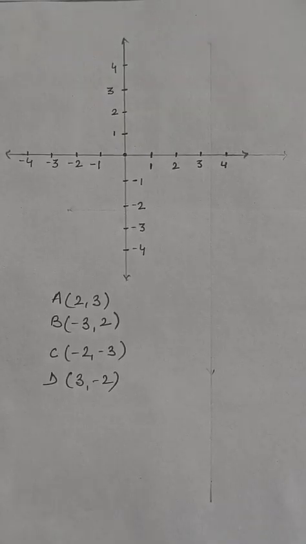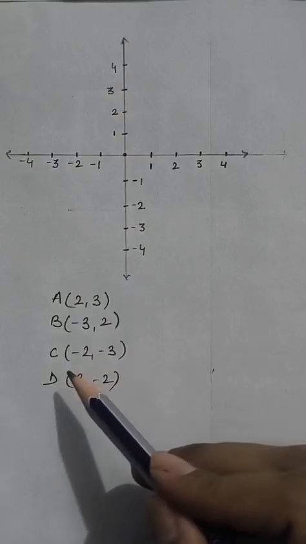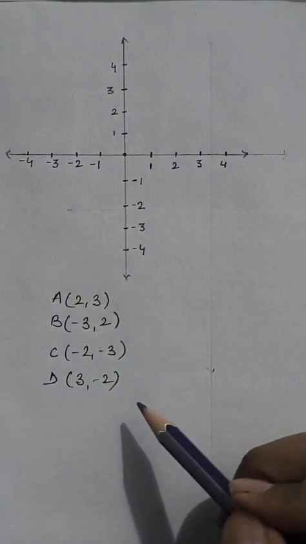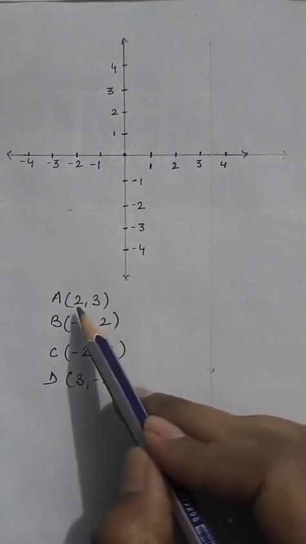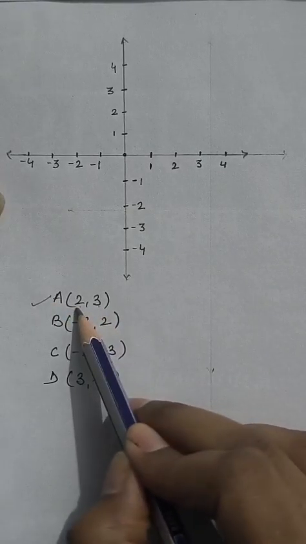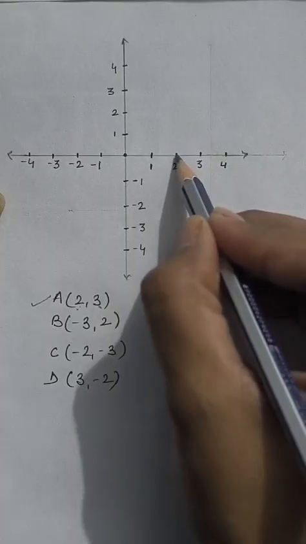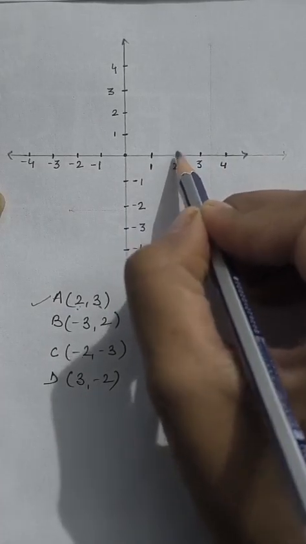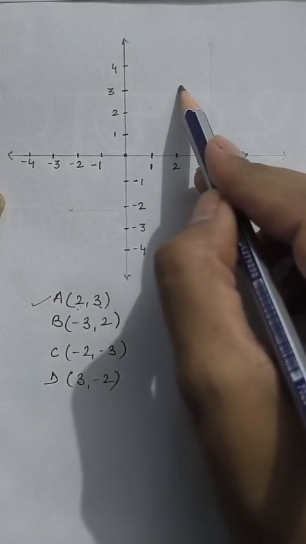Let's do some practice. So here I am writing some points: A (2, 3), B (-3, 2), C (-2, -3), and D (3, -2). So just remember the golden rule. First we will mark the x-axis and then the y-axis. The point A, on the x-axis 2 and y-axis 3. So here my 2 is on the x-axis, and same at the y-axis, this is your 3.